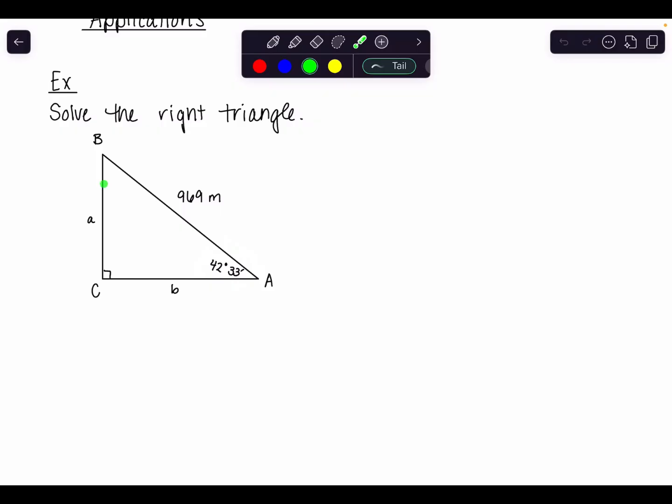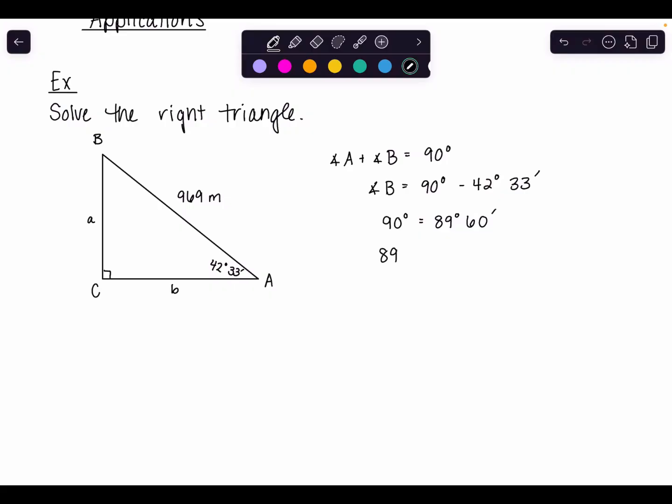So if I want to start by finding out angle B, well, I know that it's going to be complementary with angle A. So if I look at angle A plus angle B, it's got to equal 90 degrees. So angle B is going to be 90 degrees minus 42 degrees and 33 minutes. Well, if I want to be able to subtract these, it's going to make a lot more sense if I give this some minutes so I can subtract like things. So 90 degrees is the same thing as 89 degrees and 60 minutes.